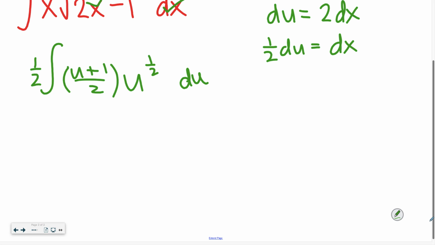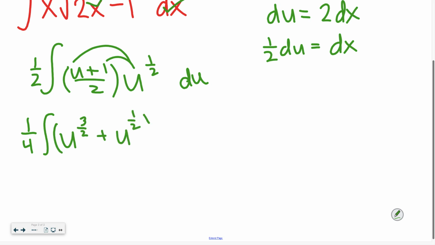Something that you don't have to do, but something that I see, is this 2 here, and I can maybe just group it out here with this 1/2 to make it a 1/4, and I'm no longer worried about constants inside my integral. And then we can distribute that u to the 1/2 through. So this would become u to the 3/2 plus u to the 1/2 du. If you leave that 2 in the denominator inside, it's not going to change your outcome. Sometimes it's just easier to work with our constants on the outside.